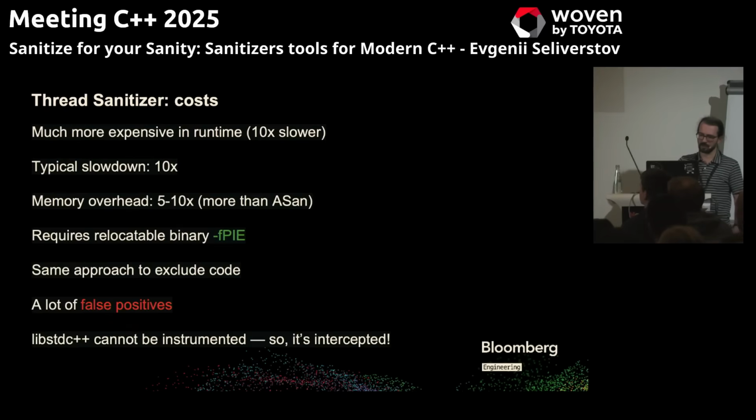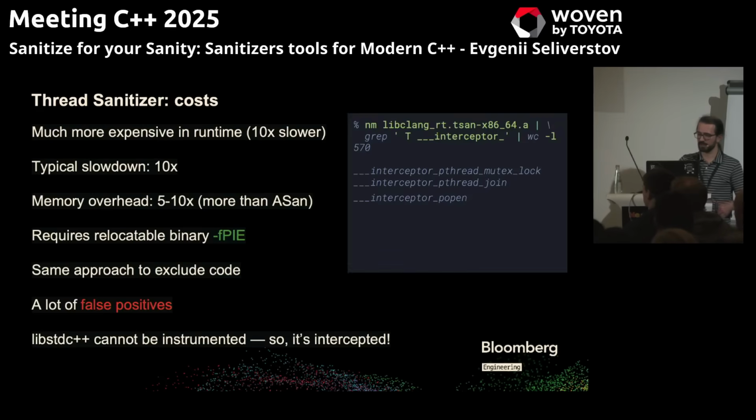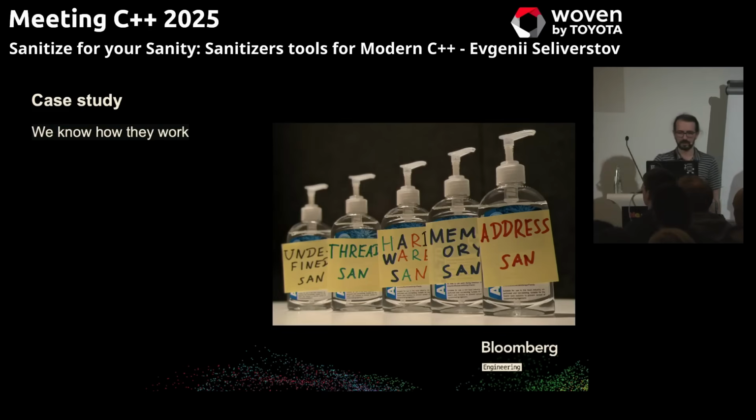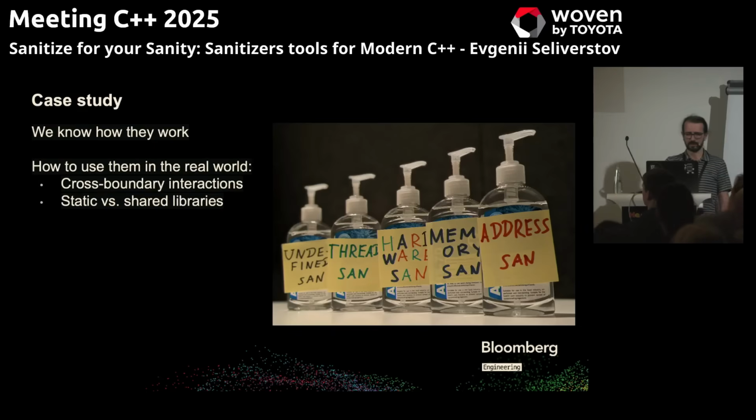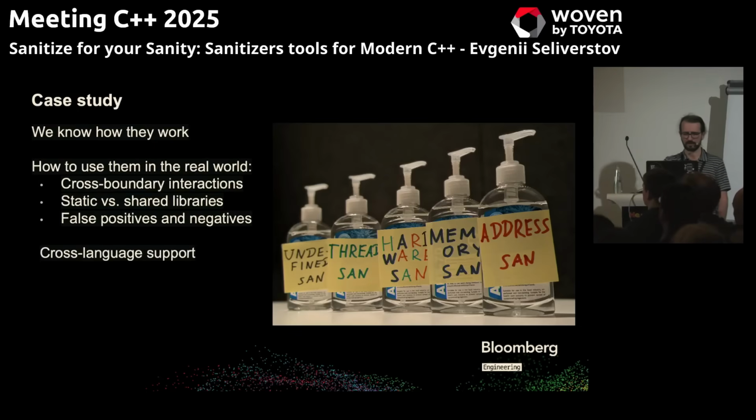And by the way, all the calls from libc, libstdc++, and all this mutex-related stuff cannot be instrumented, because we don't rebuild it. So all of them are intercepted. You can see pthread_mutex_lock, pthread_join, and things related to concurrent access to resources are intercepted. So we know how they work, and let's go through a few examples about interactions, static and shared libraries, false positives, and speak about cross-language support.